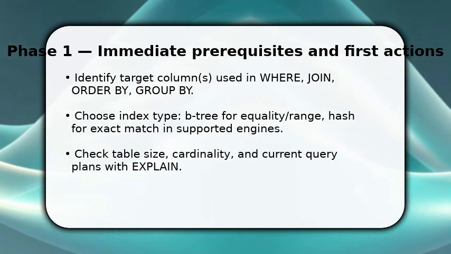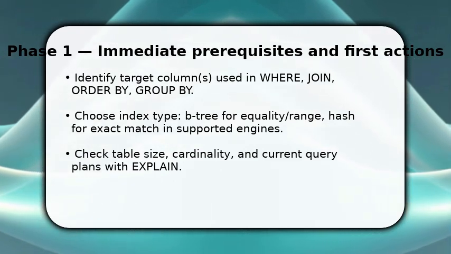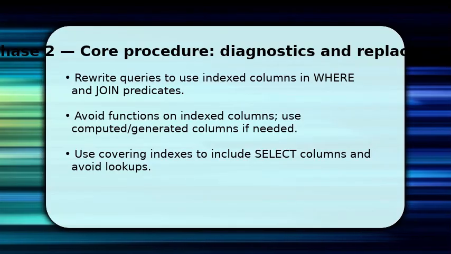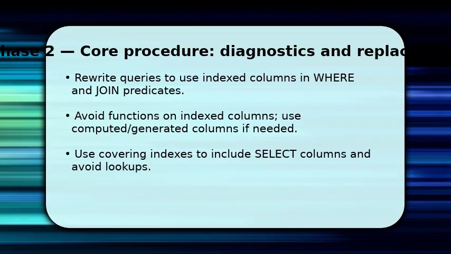Now modify the SQL so the planner can use the index. Place predicates on the indexed column and write join conditions to match the index order. Avoid wrapping the column in functions because that blocks index usage. If transformation is required, create a generated column and index it.